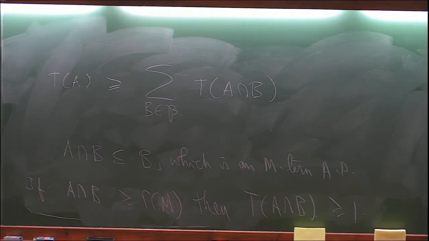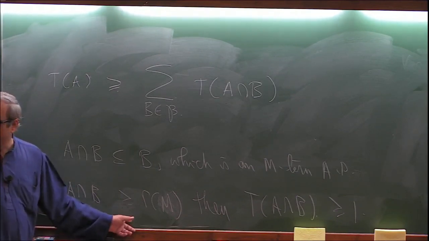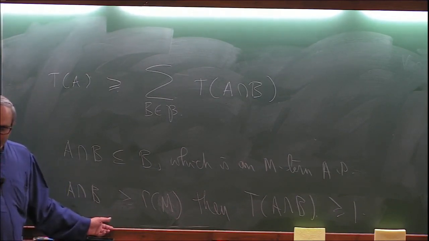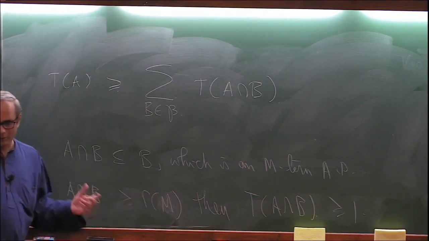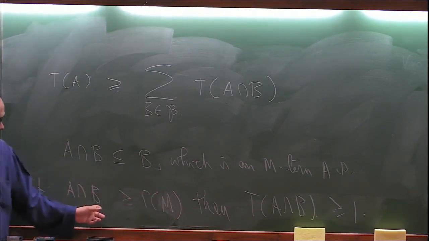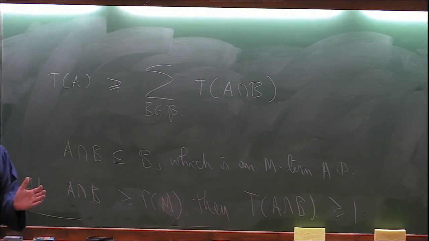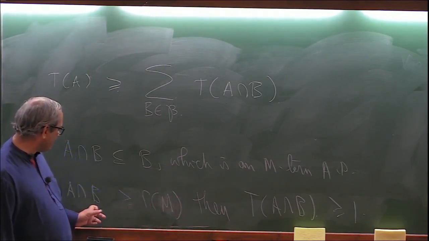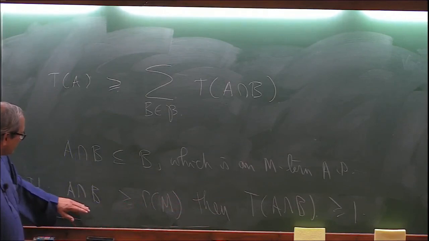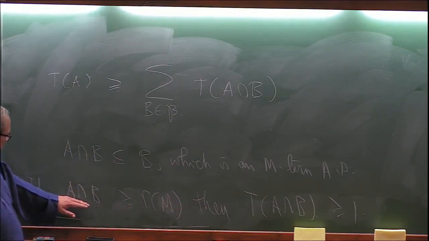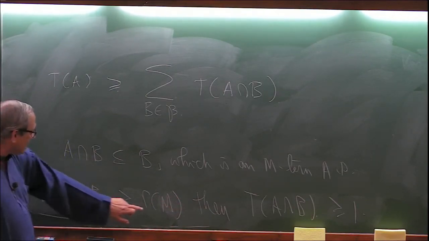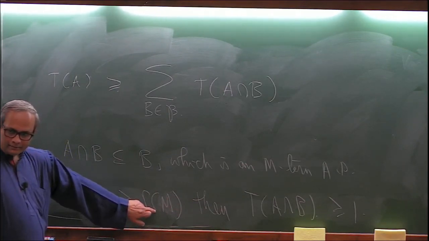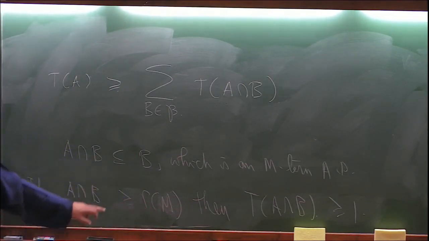Okay, so if A intersection B contains three-term APs, that will go back to its pre-image in the interval 1 to M. Okay, so T of A intersection B, if it exceeds R of M, okay, because these numbers don't change under a homothety, right?